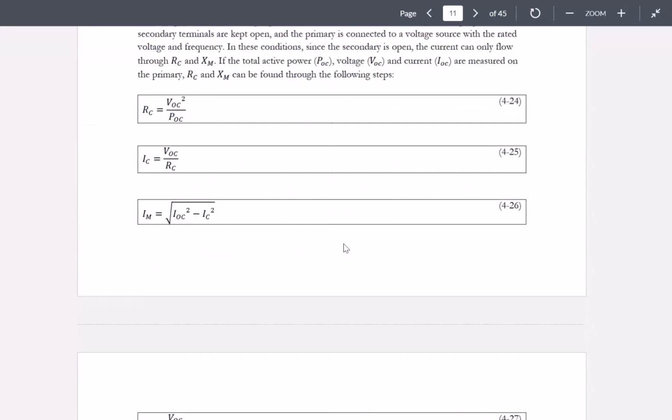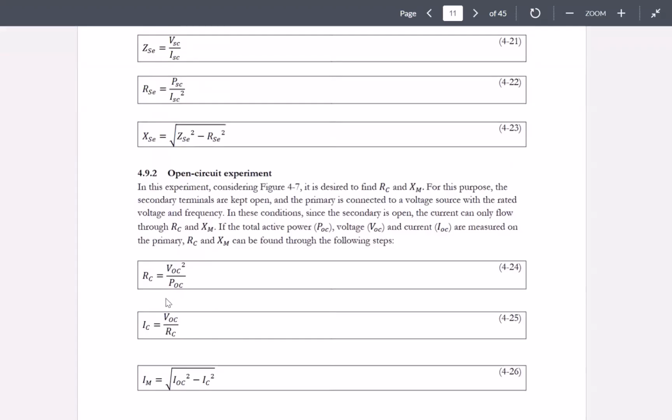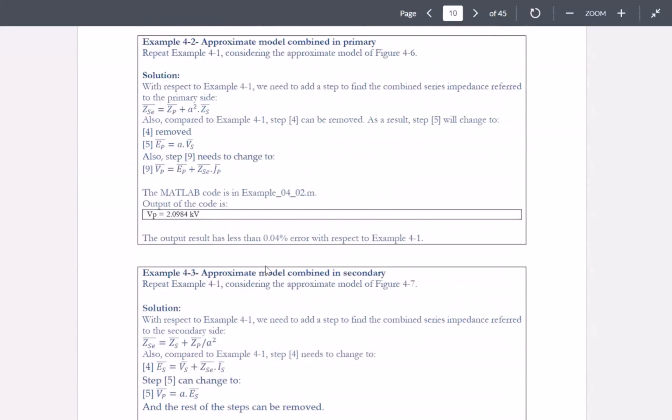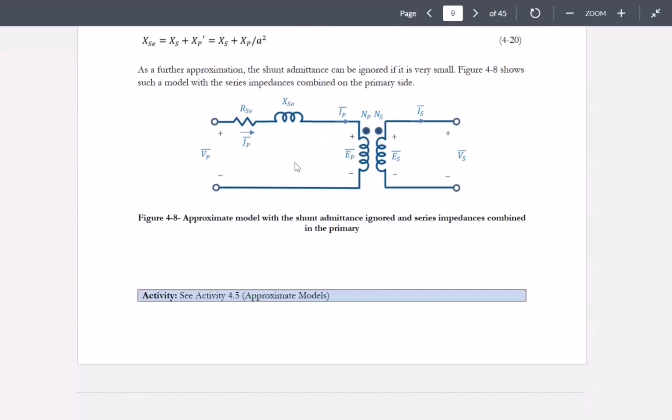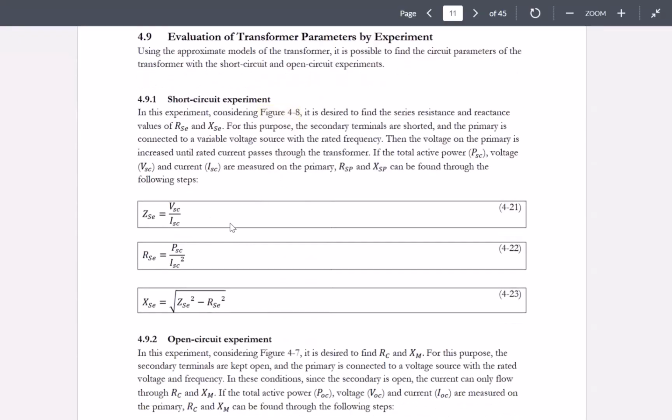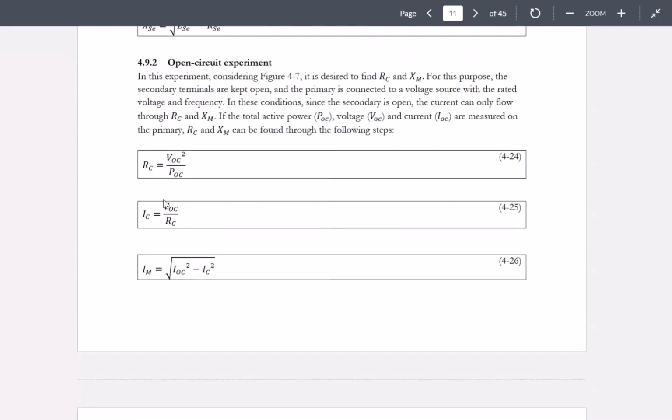So the process here would be that, first of all, through that P_OC that you measured and V_OC that you applied, the R_C can be readily found, because the real power is only going to be consumed in this R_C component, not in X_M, right? So therefore, your R_C can be readily found.